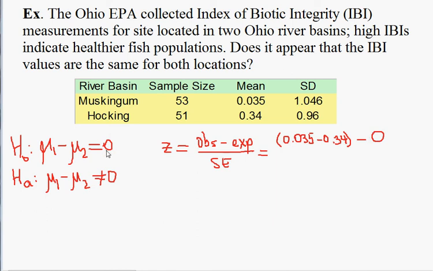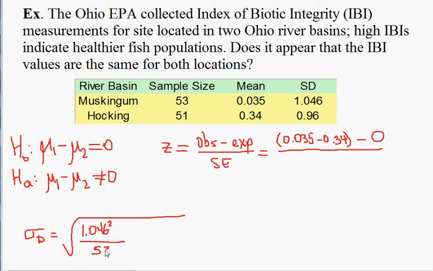If for some reason I had some other number besides 0 here, then that other number would appear right here. Then we divide by the standard error. Now the standard error, the way we compute this is going to be different for two sample problems than one sample problems. And the formula goes that the standard error for the difference is equal to the square root of the first standard deviation squared divided by the sample size plus the second standard deviation squared divided by its sample size.